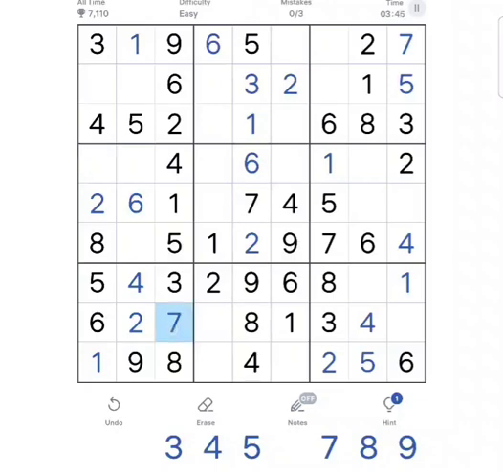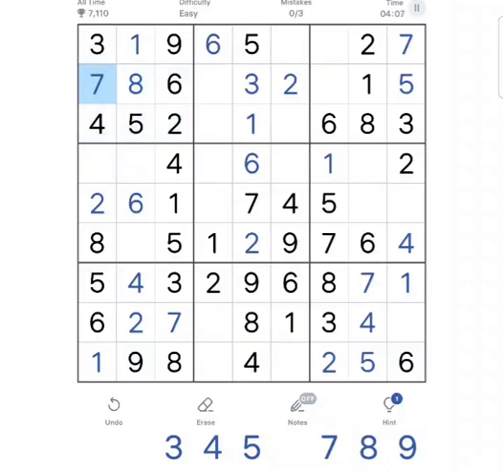7 has to go in one of these 2 spots. We have a 7 there, cannot go here. 7 can go one of these 2 spots. 7 cannot go here, so we have 7 there. Let's go with 8. There's an 8, so 8 goes here. Let's complete this box, this whole box here. 1, 2, 3, 4, 5, 6. There's our 7.